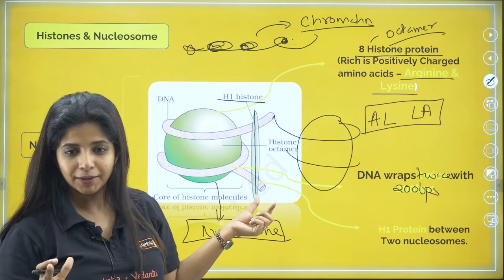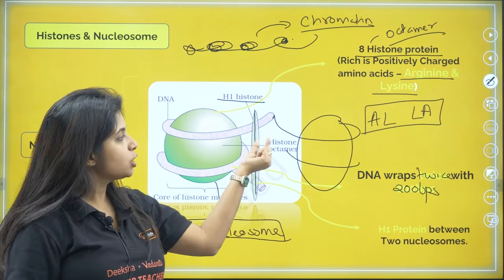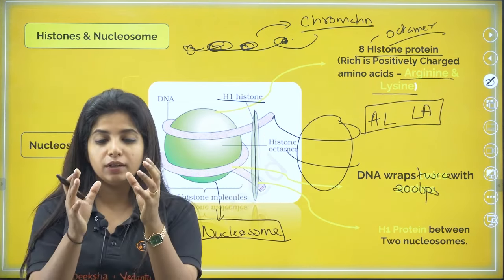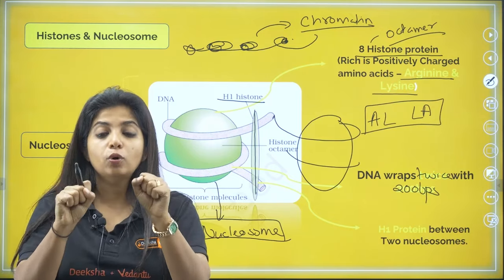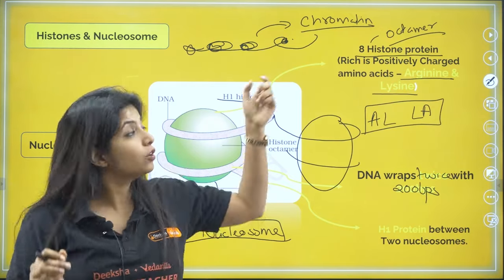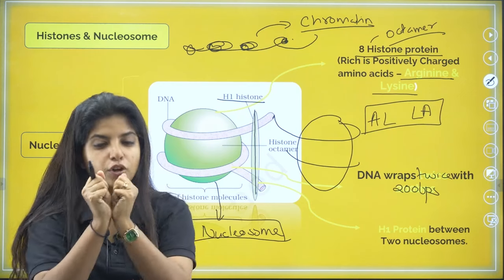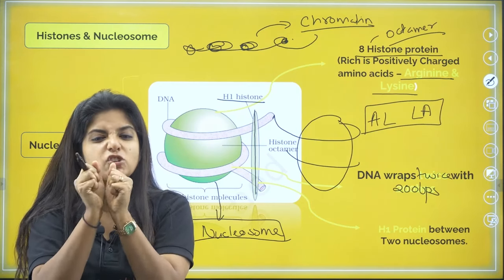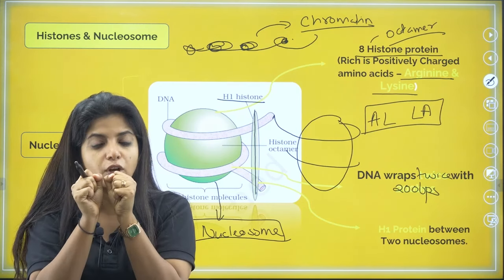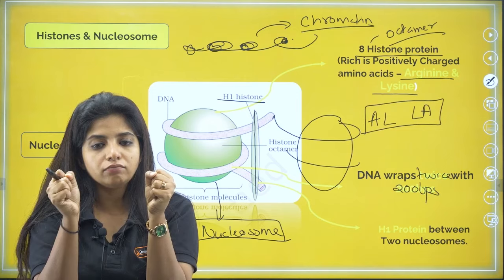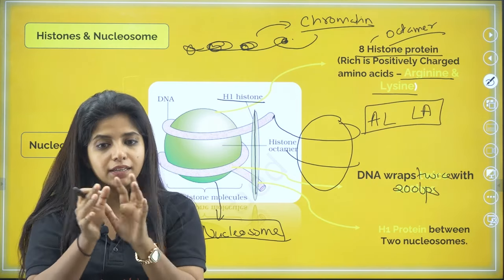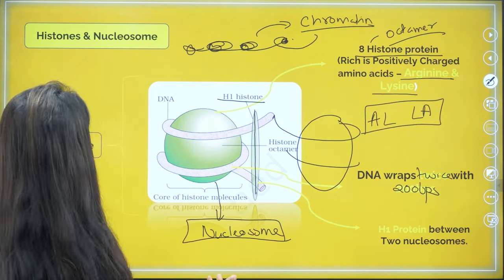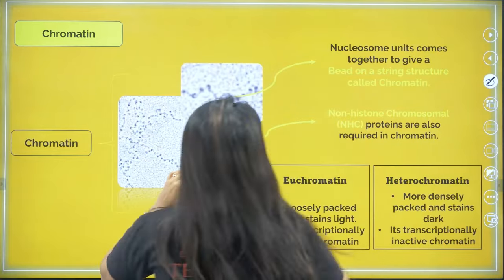Please remember it. If it is said that the H1 histone protein is very near to both the nucleosomes, that means this particular chromatin is very close to each other. The chromatin is very much condensed. If it is said that the 2 nucleosomes are far away from each other, then that means it is loosely packed.